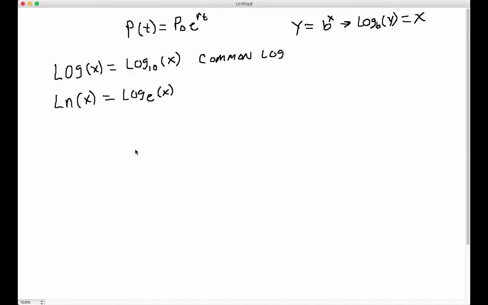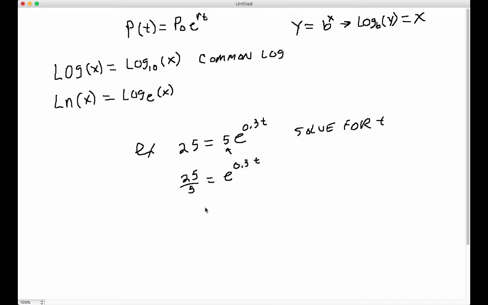Okay, so let's take a look at a simple example here. Let's say you had 25 is equal to 5 times e to the 0.3t, and we want to solve for t. So if we were to do that, first thing we're going to need to do is get rid of this leading coefficient. That can't be there. It's going to be in our way. So we'll divide both sides through by 5. So we'll take 25 divided by 5 is equal to e to the 0.3t. Okay, well 25 divided by 5 is 5, so that's 5 is equal to e to the 0.3t.